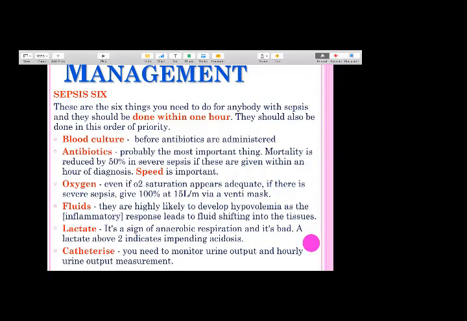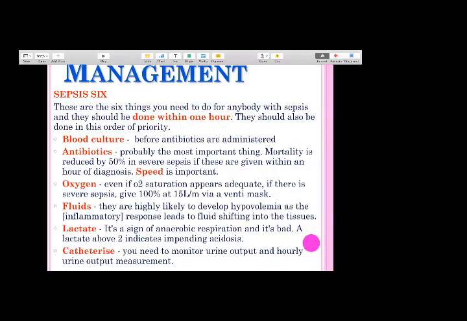Throughout the whole process, in Sepsis 6, speed is important. How quick you are. That's why it should be treated as an emergency and urgency, and every order should be carried out in the least amount of time as possible.